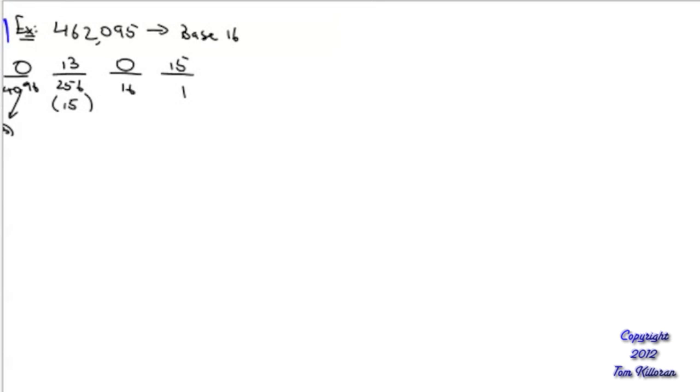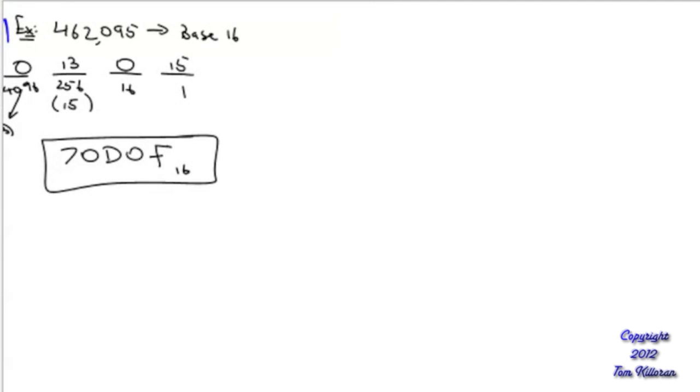Now be careful. It's 7, 0. When you get to 13, 10, 11, 12, 13, A, B, C, D. So you get D here. 0 again, and then 15 is two more than D: A, B, C, D, E, F. So you get F. And you get that as your answer. 70D0F.